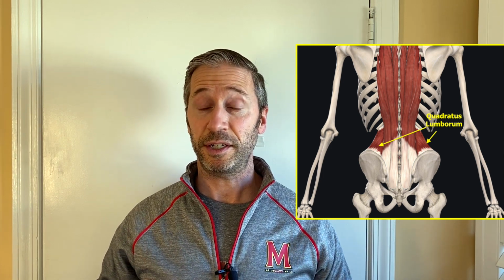Now you see the Quadratus Lumborum. They're considered abdominal muscles, although we think of them as back muscles. They have to let go. Again, they are holding you into a state of extension, either on one or both sides, in a PEC pattern on both sides. So usually both Quadratus Lumborums have to be turned off in a PEC pattern.